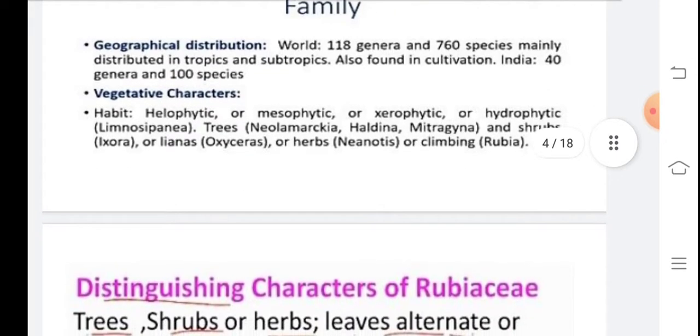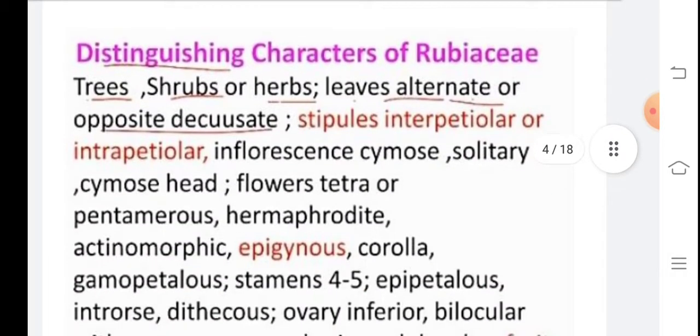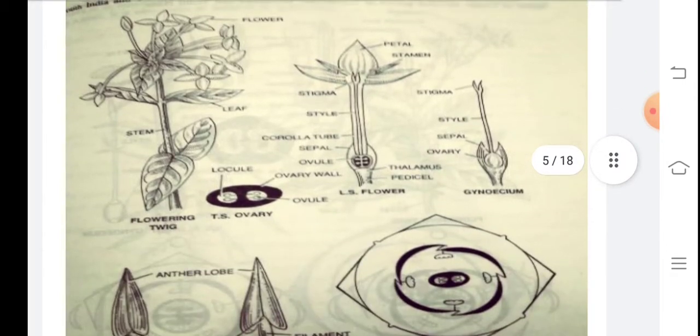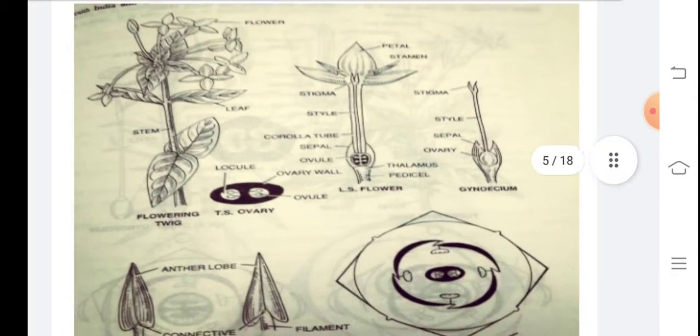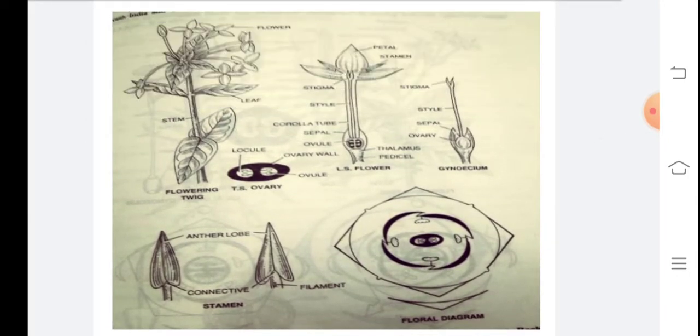Then in vegetative characteristics, the plants are mesophytic, halophytic, xerophytic, and hydrophytic. So in all habitat conditions it is commonly seen. Then the distinguishing characters of the Rubiaceae are there. Before that we will see the diagrams. So this is the twig of the Ixora parviflora. I have selected this photograph. So here we have the good character. You are observing the leaves are opposite and one pair is perpendicular to the other, so opposite decussate, right?